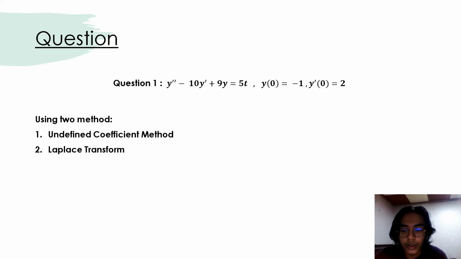So this is the question that we would like to present, and the question is y double prime minus 10y prime plus 9y equal to 5t, but it is also given that y(0) equal to negative 1 and y prime(0) is 2. By this question, we can answer it by using two methods. The first one is the undetermined coefficient method, and the second one is we can use the Laplace transform.